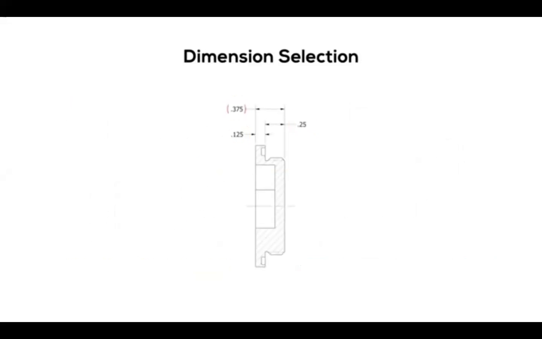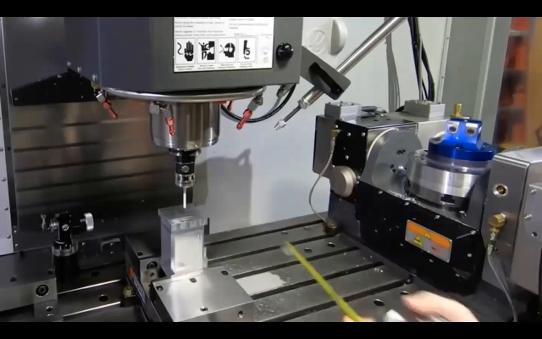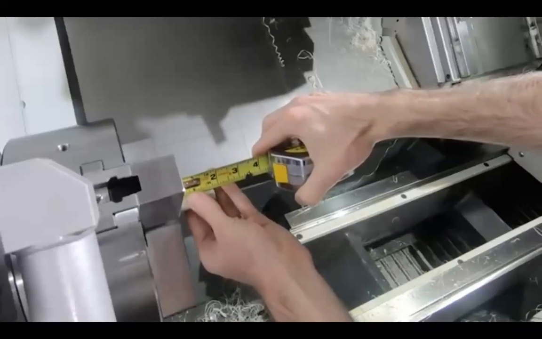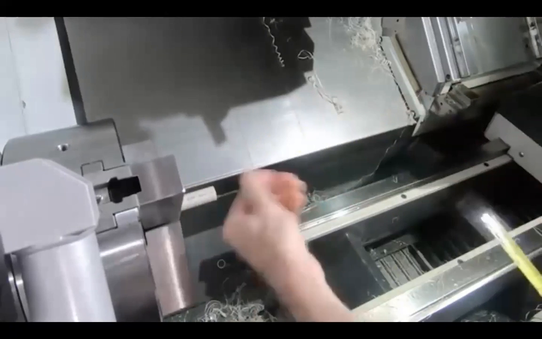To resolve the conflict, we can place parentheses around the overall length, denoting it as a reference dimension. This means it doesn't control the part in any way, and is simply for informational purposes. It can be very helpful to provide reference dimensions that show the overall size of parts, so you can easily see the size of stock needed to make it.